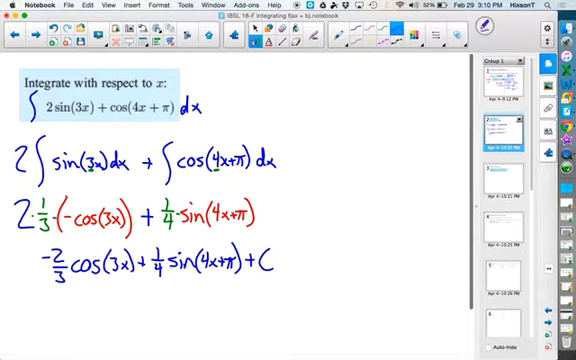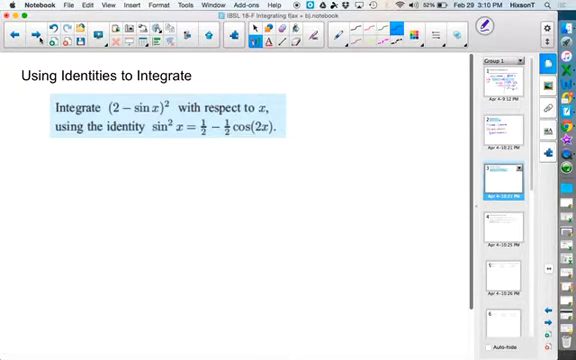Those identities and a lot more are used to help us at times integrate things that otherwise we wouldn't be able to integrate. For example, if I'm trying to find the integral of (2 minus sine x) squared, I can't integrate that without using an identity. They give us an identity to use here.